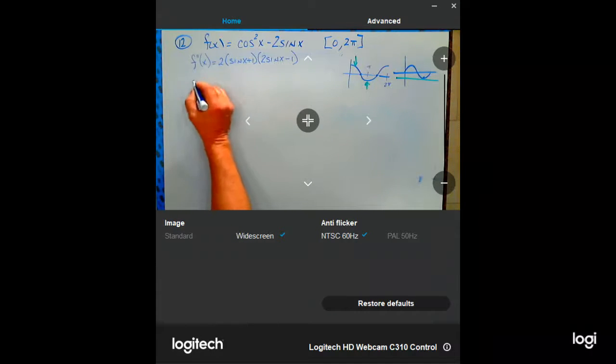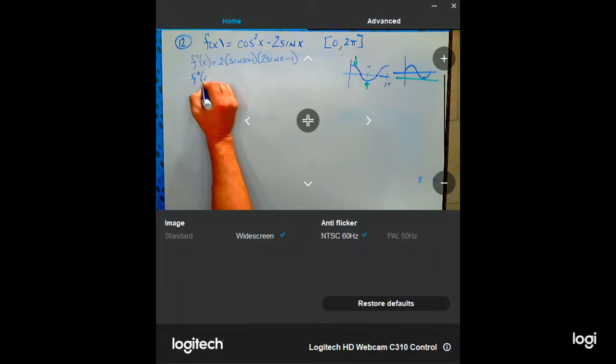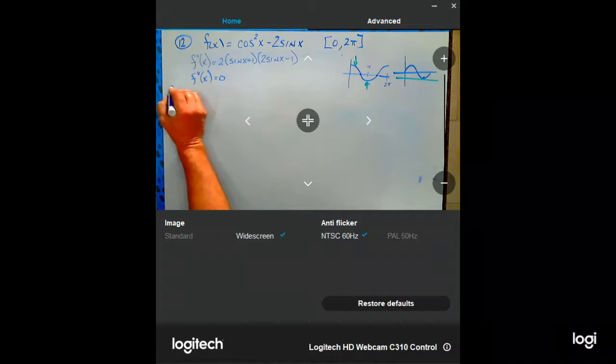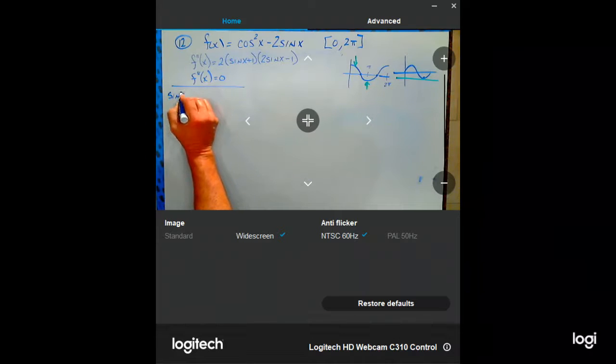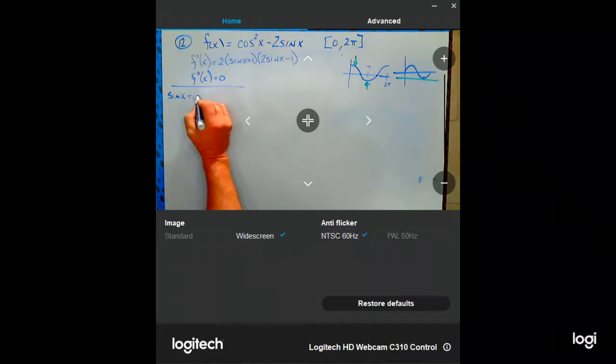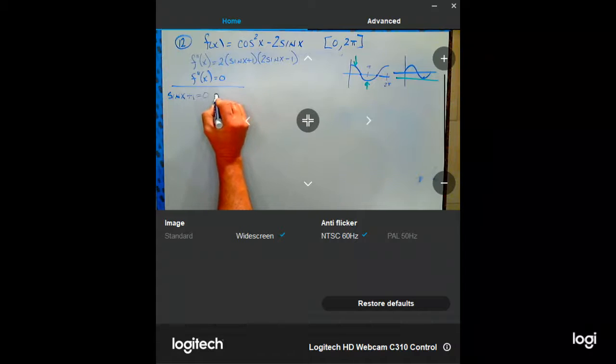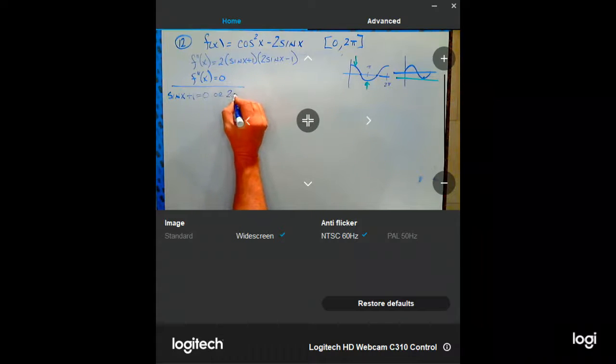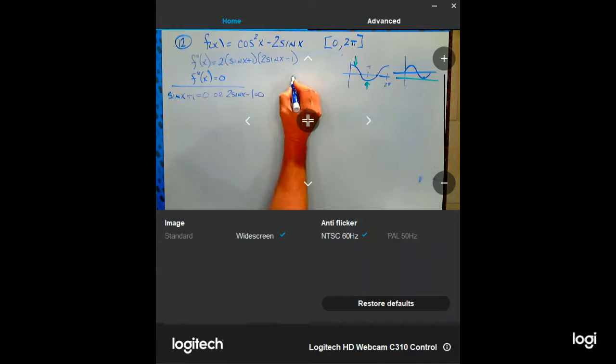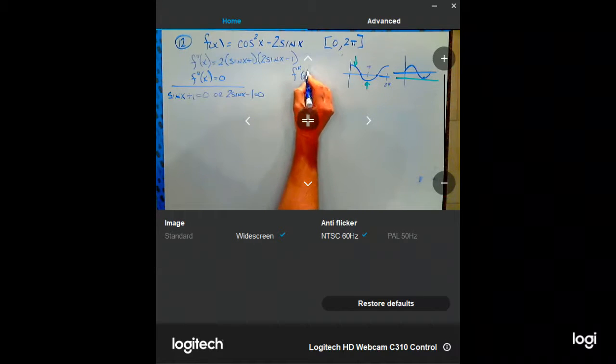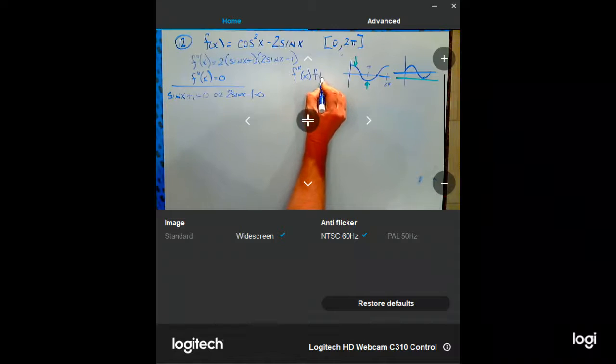How are we going to do this? We're going to solve two things. We're going to have f double prime of x equals 0. That's going to be sine x plus 1 equals 0, or 2 sine x minus 1 equals 0, right? And then the other one is, where does the second derivative fail to exist?